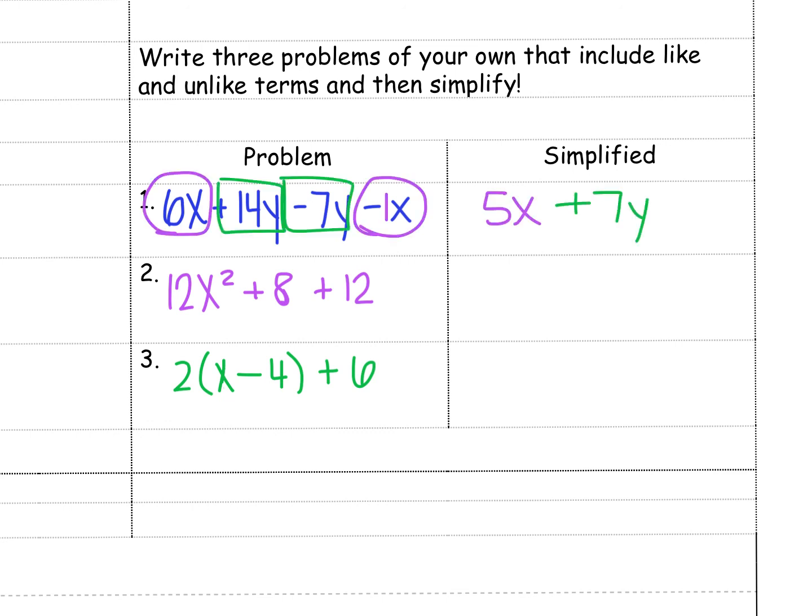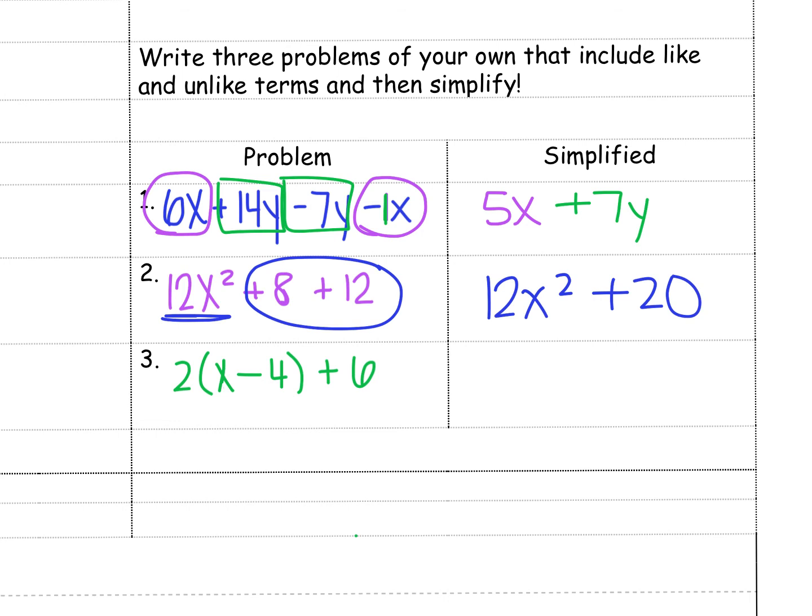So the answer for number 1, I put my x's together. 6x minus x is really minus 1x. So I snuck a 1 in, so I remembered. And it's 5x. And then when I put my y's together, I got plus 7y. Those are not the same, so that's simply my answer. For number 2, 12x squared was just by itself, but I was able to put my numbers or constants together, so I was able to add 8 and 12 to make 20.